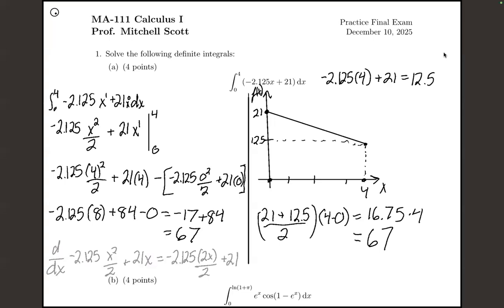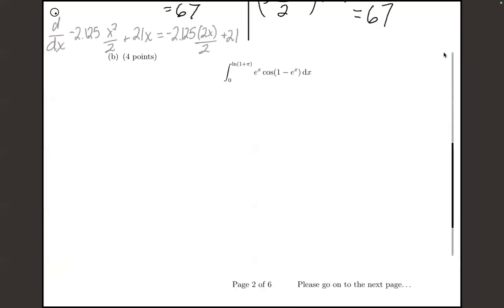Okay, so let's look at this next question. So the next question is definitely more of a complicated definite integral, right? We have the integral from ln of 1 plus pi to 0 of e to the x cosine of 1 minus e to the x dx.